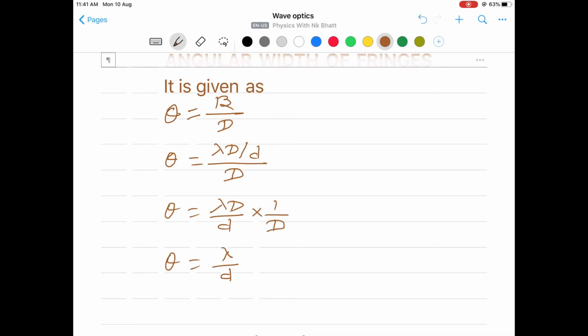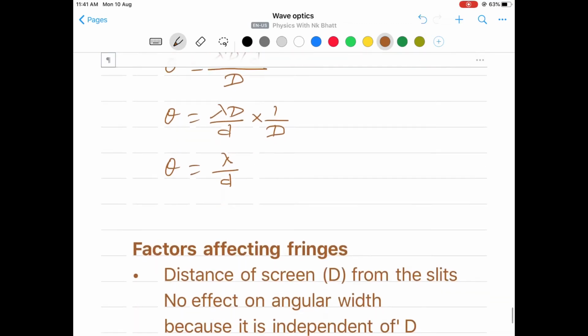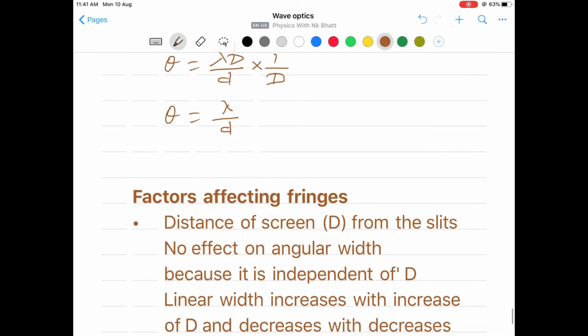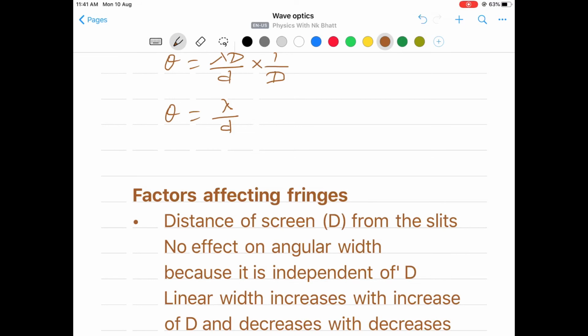Now we have to understand what are the factors affecting the width of fringes. If we analyze these two mathematical formulas, then it is very easy to understand what the factors are. The first factor is capital D. The second factor is small d, which is distance between two slits, and capital D is distance of a screen from the plane of slits, and the third and very important factor is the wavelength of light used. So we will take them one by one.